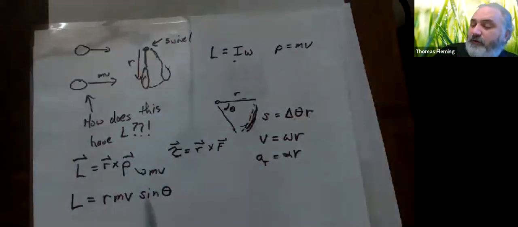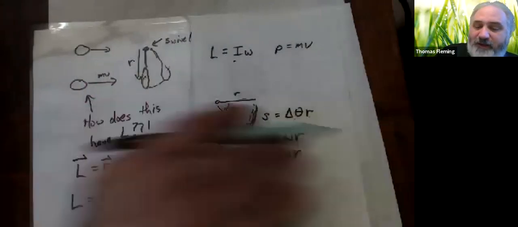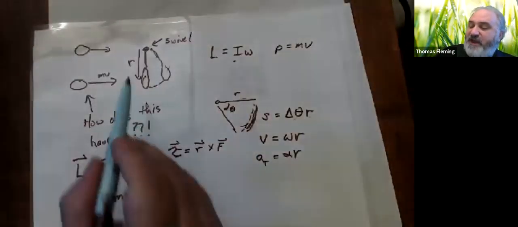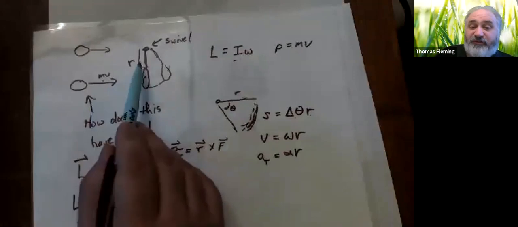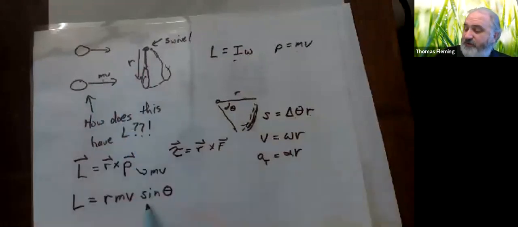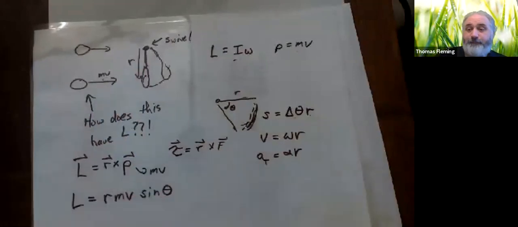And since mv is to the right and R is downward, the angle between the momentum and R is 90 degrees. The sine of 90 degrees is 1. That's good. So I'm definitely going to get something. How much angular momentum will I have? It'll be R times M times V.